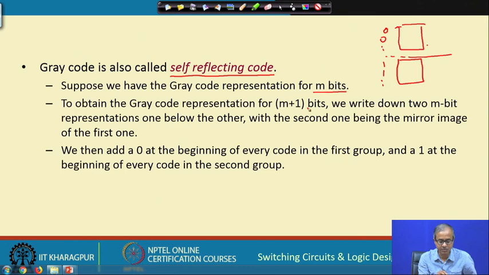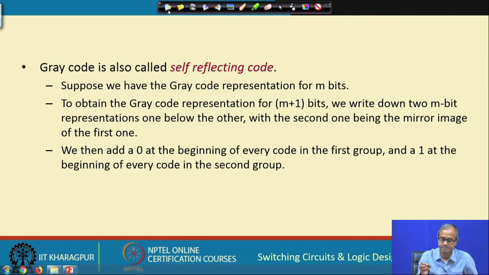So, see what is mentioned. To obtain the gray code representation for m plus 1 bits, we write down 2 m bit representations, one below the other, just like I showed, with the second one being the mirror image of the first one. It is just the mirror image. Then we add 0 in the beginning of every code in the first block and add a 1 at the beginning of every code in the second block.